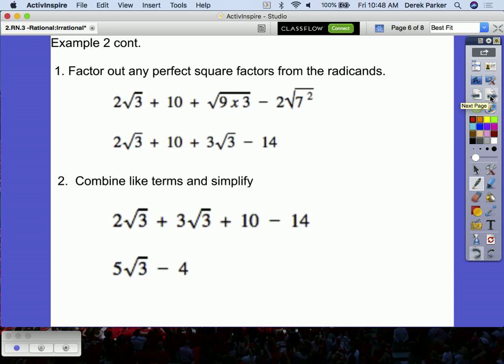And then there is the example written out.